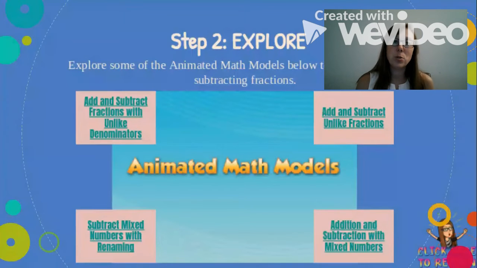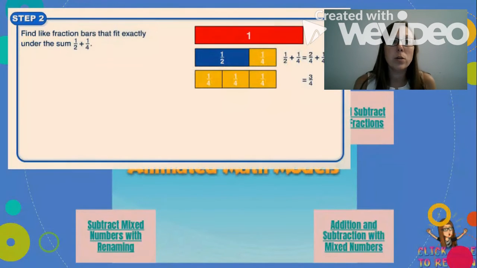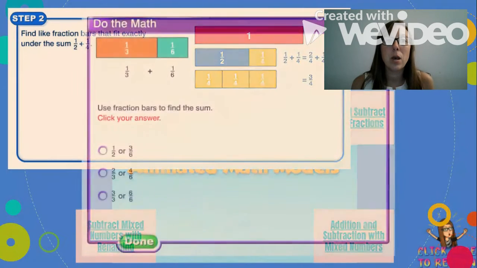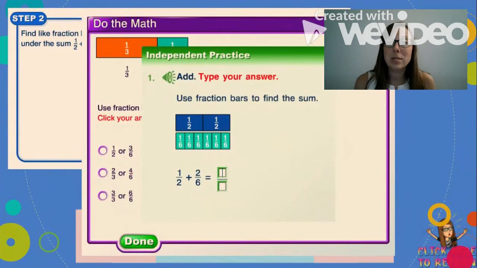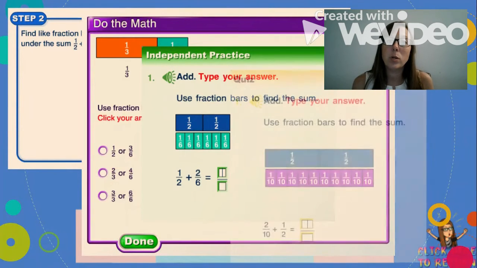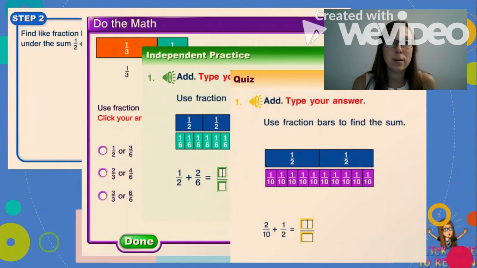Your step 2 is to explore. You have multiple options here to explore. All of them are animated math models to review adding and subtracting fractions. Each of these options is going to walk you step by step through the process of adding or subtracting fractions or mixed numbers. You're going to have a chance to do the math, practice independently, and even quiz yourself to see how well you understand.